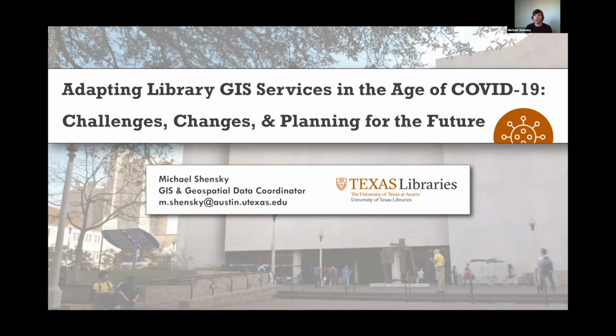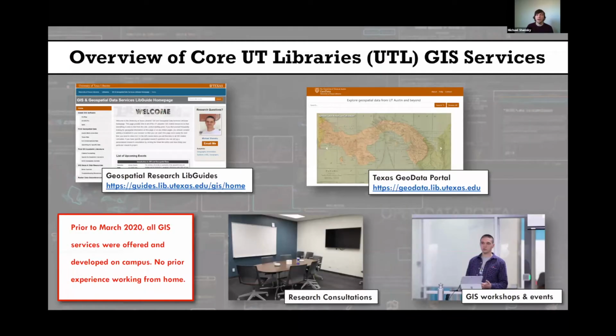And I'll be discussing some of the challenges that we've encountered, some of the changes that we've made, and discuss how we are starting to plan for the future, looking at spring of 2021 and beyond. So first, I'd like to give a brief introduction to our core UT Libraries GIS services to give everyone an idea of what we had going before the pandemic. Our core focus was providing services to the campus community, because these are things that in many ways had to change and be adapted to this new environment that we found ourselves in starting in March.